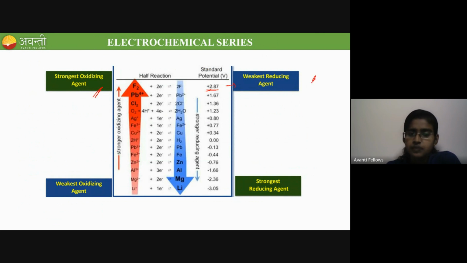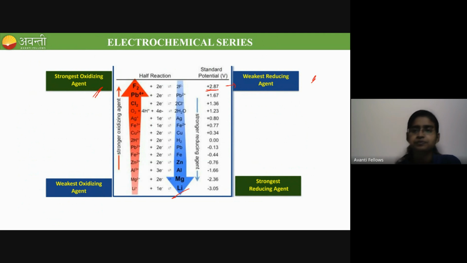When you come to the bottom, it is lithium. Lithium has the more negative value of this standard potential. So it is the strongest reducing agent and the weakest oxidizing agent. So the elements, ions are arranged in an increasing order of their reducing nature or oxidizing nature, we can say. And that series is called the electrochemical series.